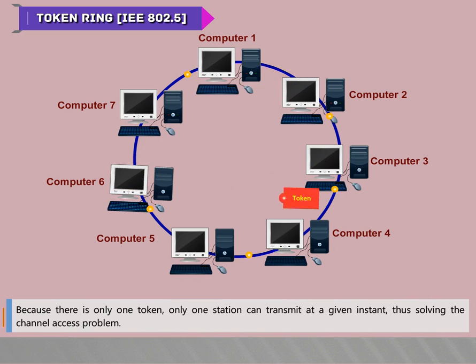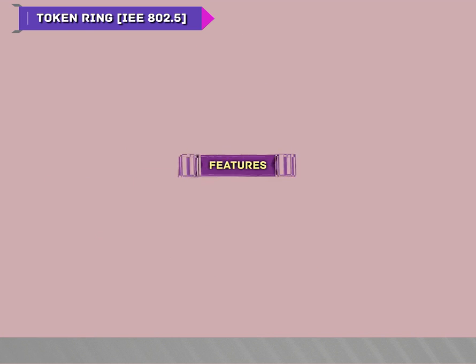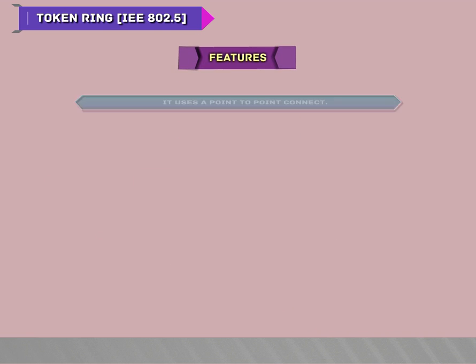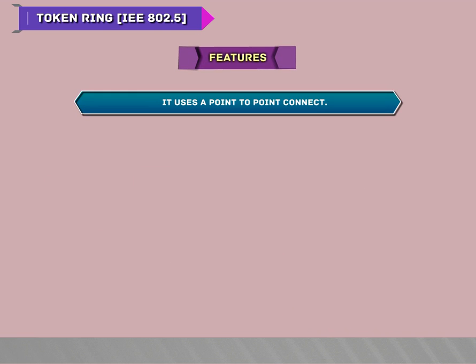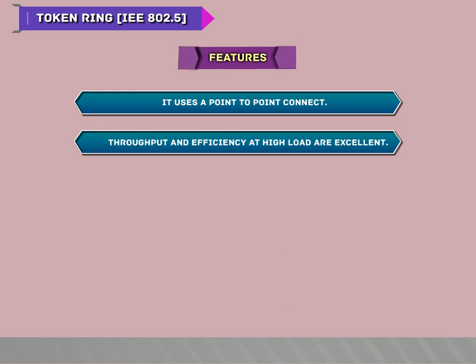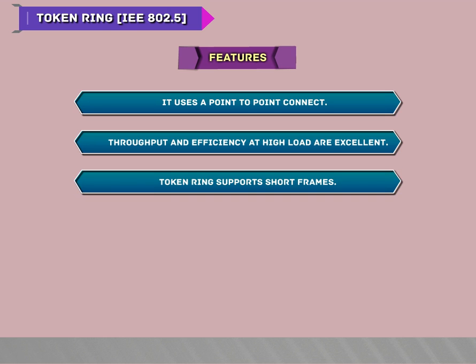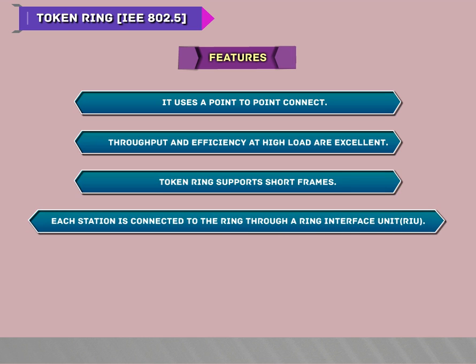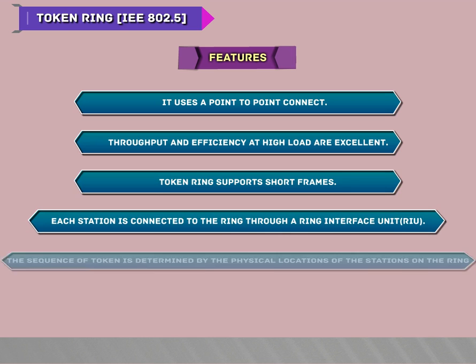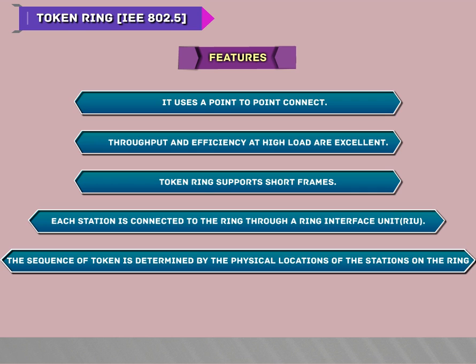Because there is only one token, only one station can transmit at a given instant, thus solving the channel access problem. Features. It uses a point-to-point connect. Throughput and efficiency at high load are excellent. Token ring supports short frames. Each station is connected to the ring through a ring interface unit, that is RIU. The sequence of token is determined by the physical locations of the stations on the ring.